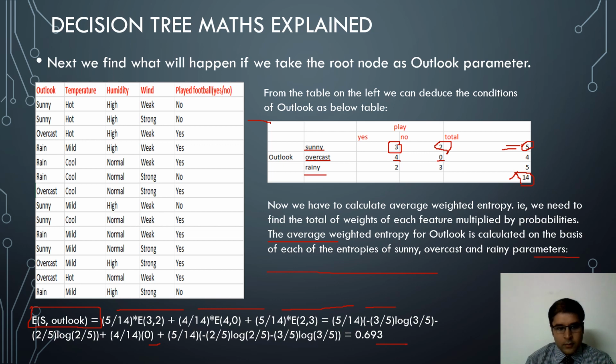So this is how we calculate the entropy of outlook in total, by giving a weighted average to all the entropies of its features. Hope this is clear.